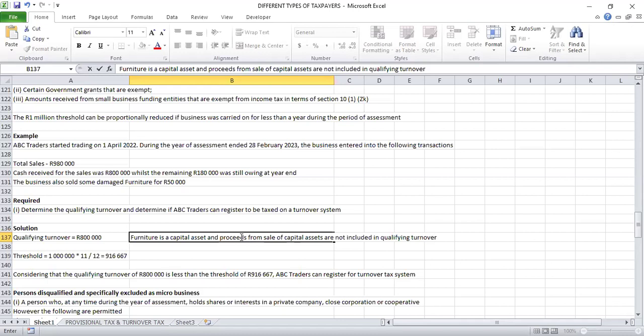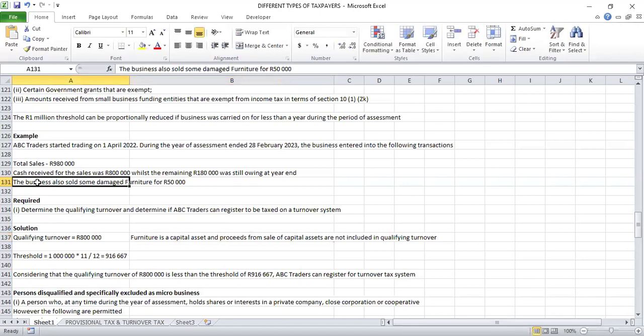Right, capital assets, we're looking at those from an accounting point of view, the non-current assets that you normally use to generate income over a period of more than a year. Things like land and buildings, motor vehicles, furniture and plant and equipment. So although they may have received the 50,000, it is not included in qualifying turnover. So their qualifying turnover will only be the 800,000, which is the part that they received from their sales.